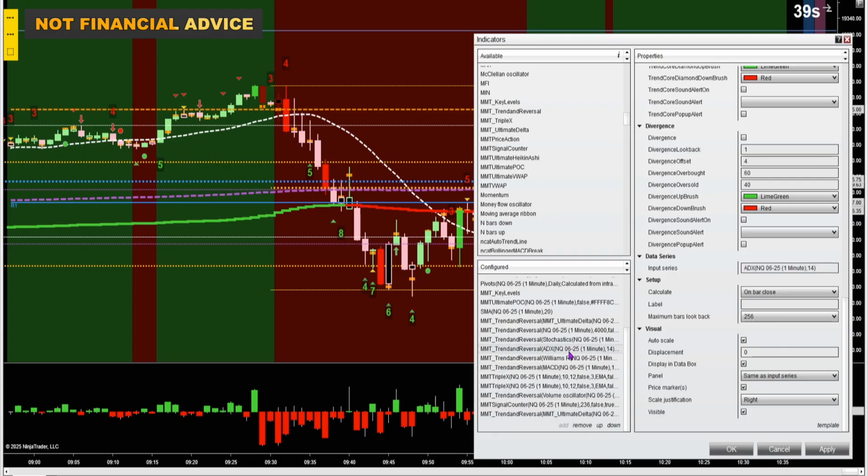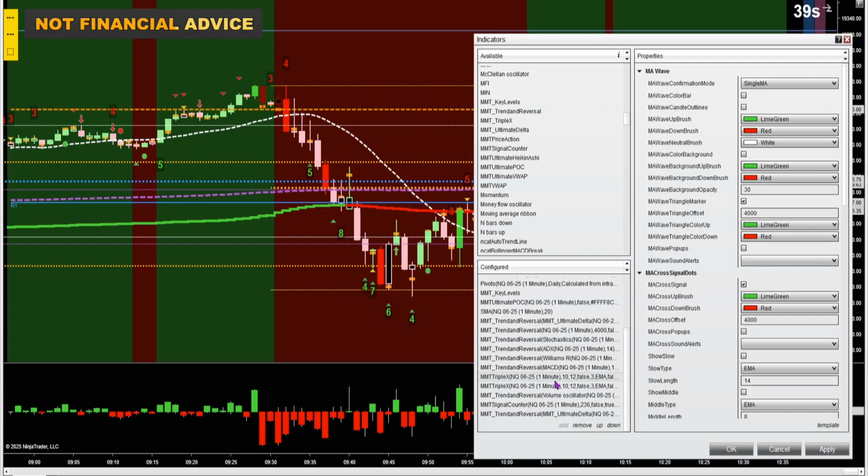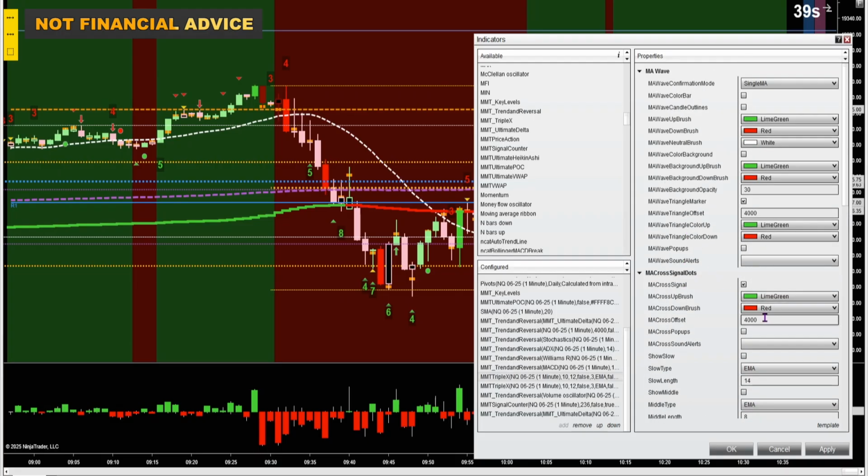And then this instance of the trend and reversal, this is actually the ADX dots, input series of the ADX. The only thing that is activated is the trend flow. Got the signal dots on, strength of 1, directional filter on, SMA filter on, period of 3. I've got 2 instances of the XXX, and it's only painting the MA wave and the MA cross signal dots. Here's one with the default settings of 14, 8, and 3 for the EMAs.